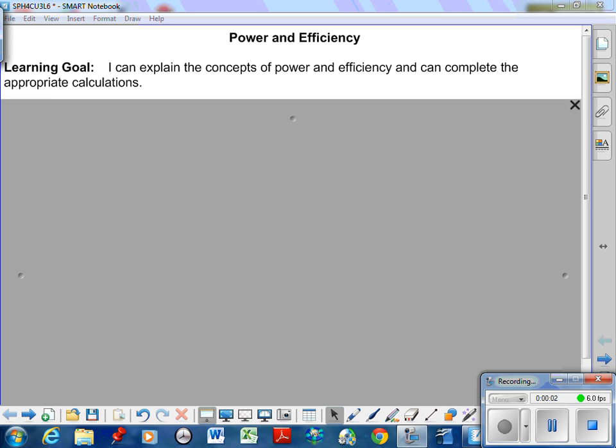Hello and welcome to lesson 6 in unit 3, and we're talking about power and efficiency today, and they're really two different topics here. So the first half of the note is going to talk about power, then we'll talk about efficiency. So I want you to be able to explain both the concepts of power and efficiency and be able to do the appropriate calculations. And you'll find after doing conservation of energy, the calculations are quite a bit simpler in this case.